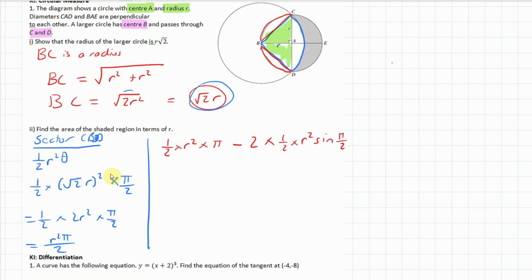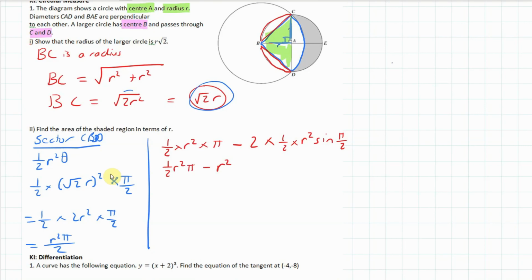Now you might be thinking, what the heck is he doing there? Okay, we're using half AB sine C, so we've got an r here and an r here and the 90 degrees here, so half r squared sine pi over 2. Now, if we simplify this, what do we get? Well, we get half r squared pi take away r squared. Okay, because sine pi over 2 is 1.